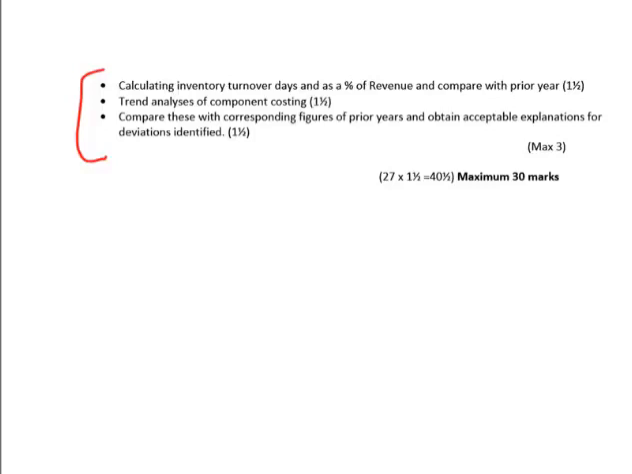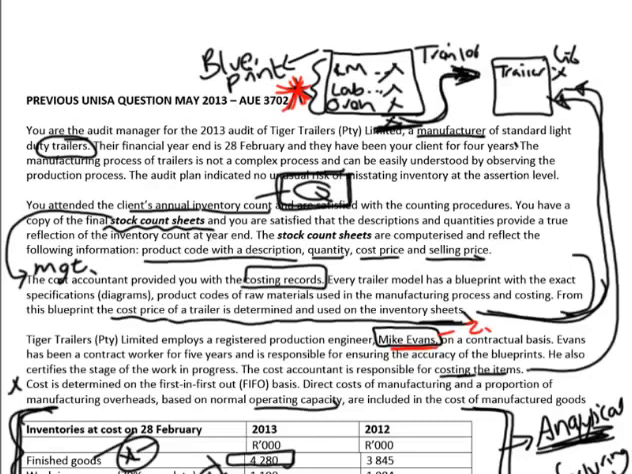One other thing I'd just like to point out quickly is that we didn't speak about the use of CATs. Now, in the beginning, as part of our required, they mentioned here that the stock count sheets are computerized and reflect the following information: product code with description, quantity, cost price, and selling price. So the fact that they are computerized already means we could potentially use CATs.